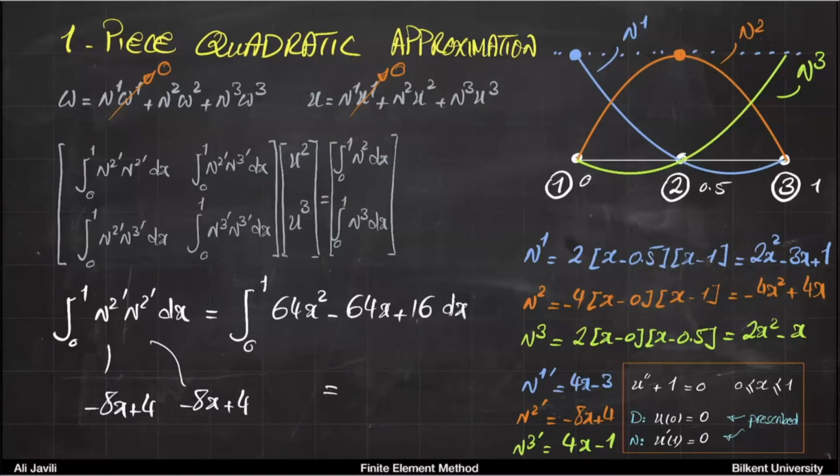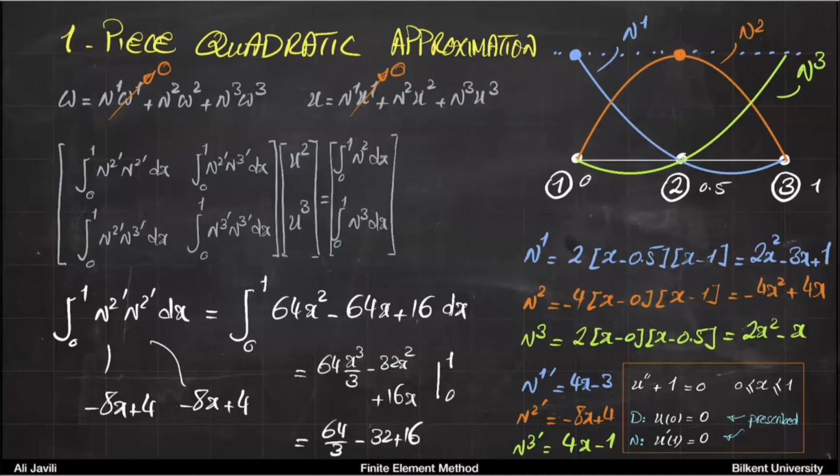And if you integrate that, you get 64 times x cubed divided by 3 minus 32x squared plus 16x. And because it is from 0 to 1, at 0 it is just 0. So all you have to do is to assume x equals 1 and evaluate this. It would be 64 over 3 minus 32 plus 16.